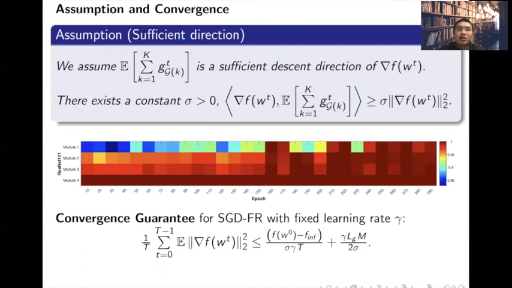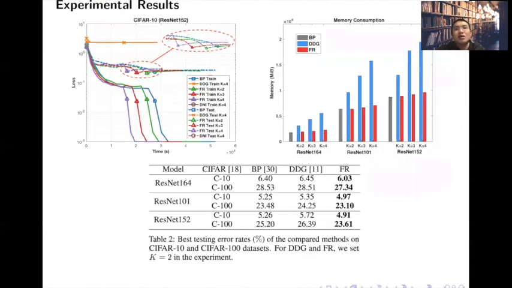By using the assumption, we can prove that the feature replay algorithm can converge to a critical point with a sublinear convergence rate, which is similar to the normal stochastic gradient descent algorithm. In the paper, we also execute extensive experiments to verify the performance of the feature replay algorithm.